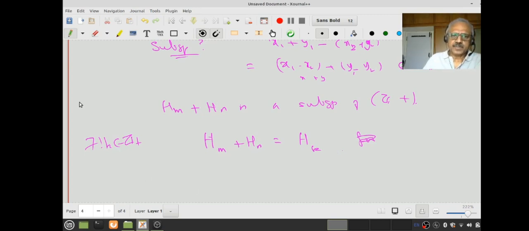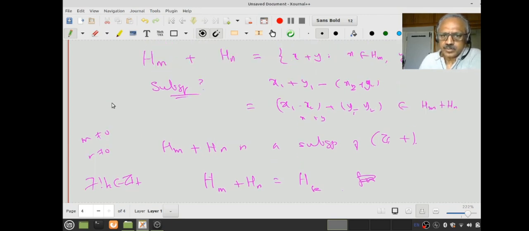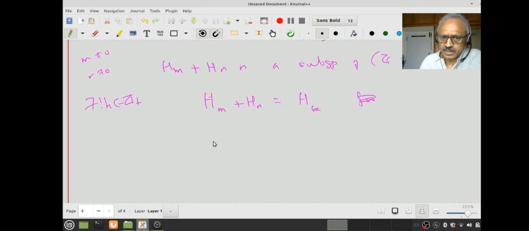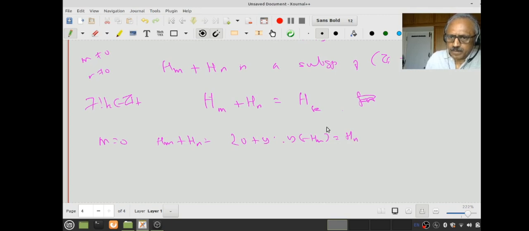Again, let me assume M is not 0 and N is not 0, because if one of them is 0, let us say M is 0, then it consists of 0 plus y, where y is in HN, therefore it's HN only. Do you follow that? If M is 0, then HM plus HN is HN. Therefore we can avoid this case. So we will assume M is not equal to 0 and N is not equal to 0. That's the case which is interesting.